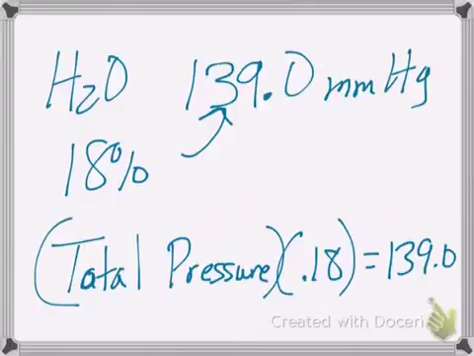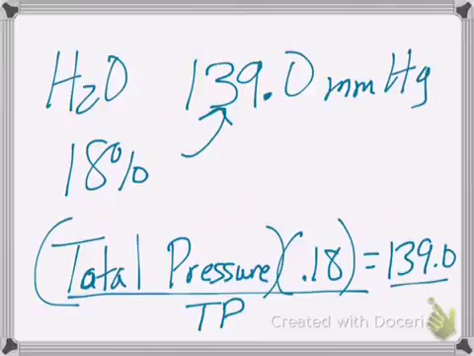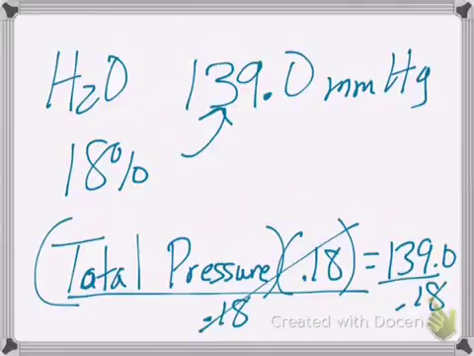So really, when you're looking at that total pressure, kind of think of that as a variable in an equation. I want to divide my whole side by 0.18, so they cancel. So if I take 139.0 and divide it by 0.18, that will give me the total pressure of the entire gas. Hopefully that makes sense, and you were able to now complete those problems.